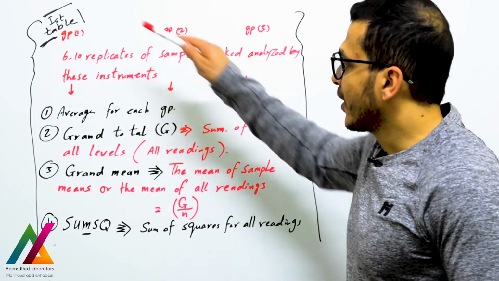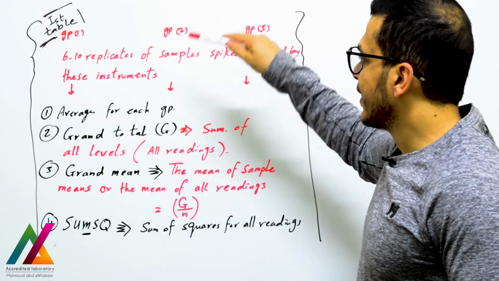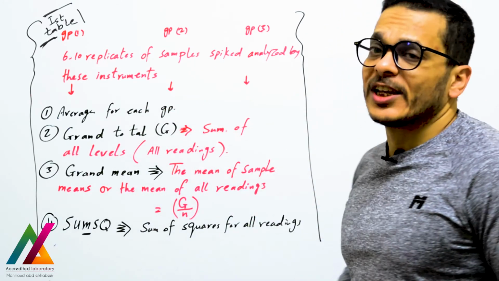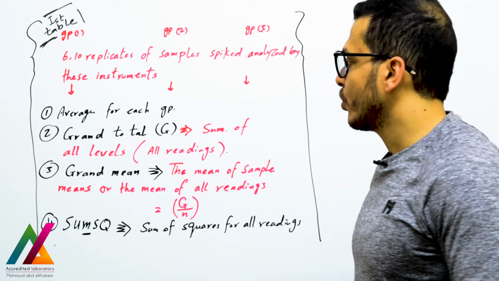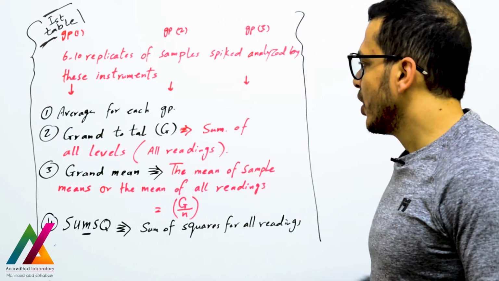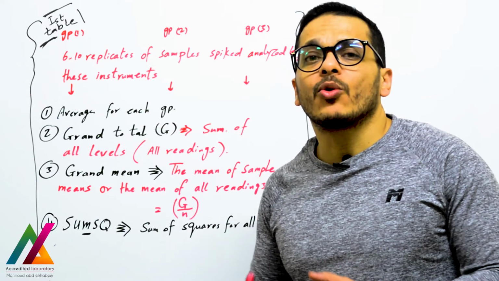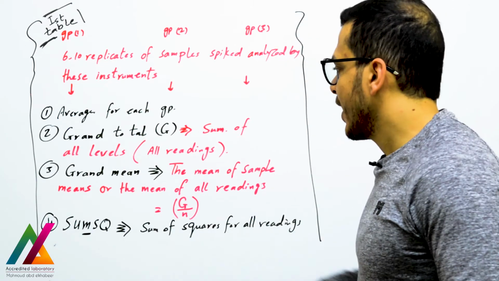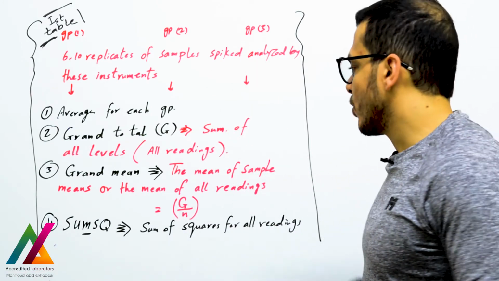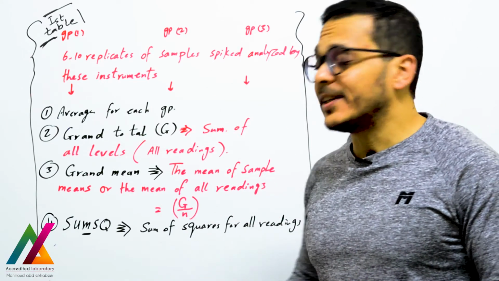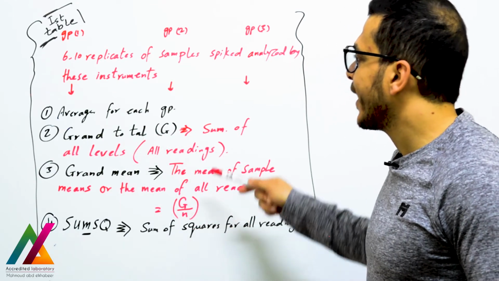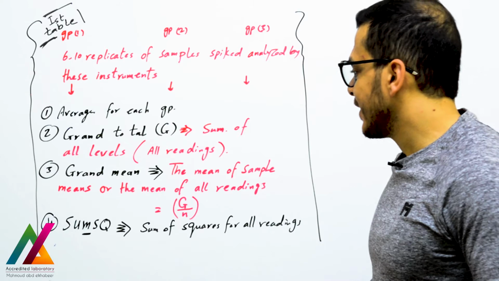So first you will analyze these samples and you will get the readings, the results, and you will calculate the average for each group, and then you will calculate the grand total G, which is the summation of all readings that you have, and then the grand mean, the mean of sample means or the mean for all readings, which is equal to G or grand total divided by n, the number of these readings.